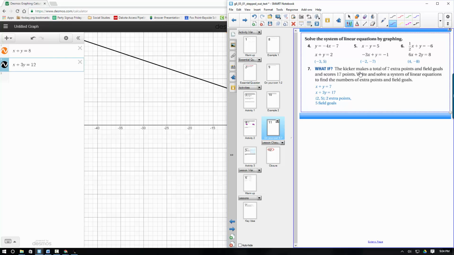And then here is this one. I'm sorry, I skipped it before I went to it. But I have my x plus y equals 7 because there's 7 extra points. And then I have my field goal and my extra point. That's why I have the 1x plus 3y equals 17. I solve these, or I set them up on a graph, and I get 2, 5, which means 2 extra points, and 5 field goals, because the y is the field goal.